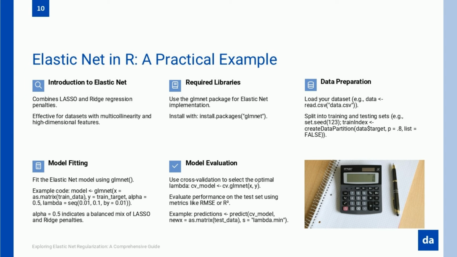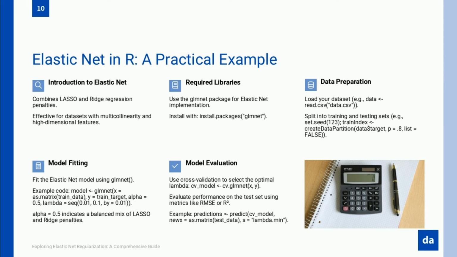Next, we load and prepare the dataset. Let's say we're working with customer spending behavior. We have features like age, income, shopping frequency, and loyalty program membership. Just like in Python, we need to standardize the data before running Elastic Net. We use scale to normalize the predictor variables, ensuring that no single feature dominates the model due to differences in scale. Now, we split the data into a training set and a testing set.